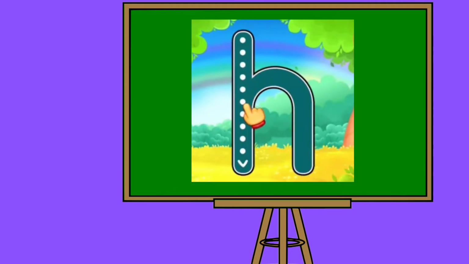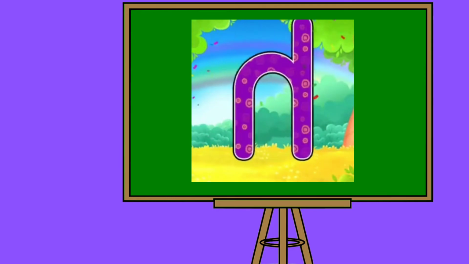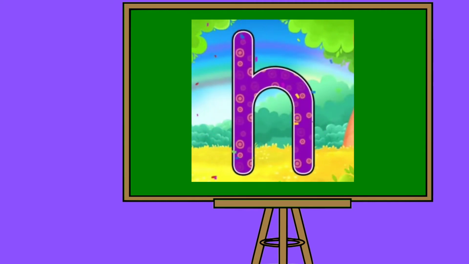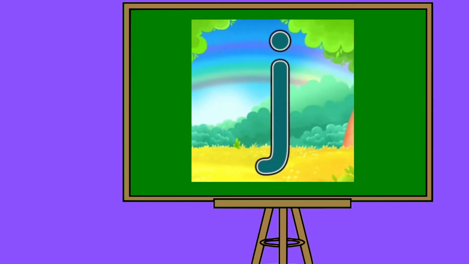Letter H, one standing line, one curved line. This is letter H. You enjoy? Write the letter H. Letter I, one standing line. Then small dot. This is letter I. Letter J.